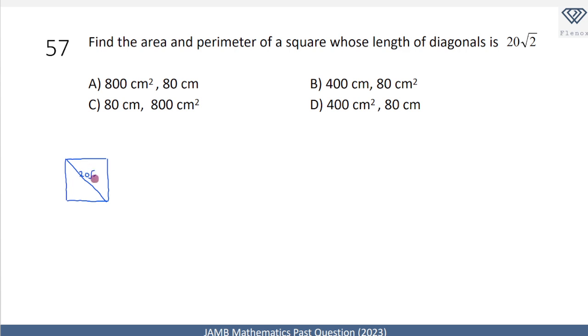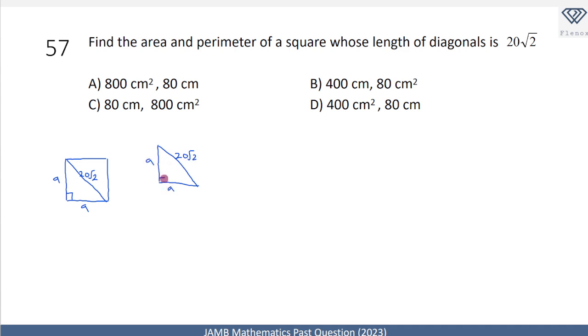20 root 2. Now the question is asking us to find the area and the perimeter. So let's call the length of the square A. So we know that if here is A, here will also be A because it's a square. And now I can bring out this right angle triangle, because we're trying to find the value of A. So if you look at this, I know that this length on my diagonal is 20 root 2, and I know that both lengths are equal, A and A.